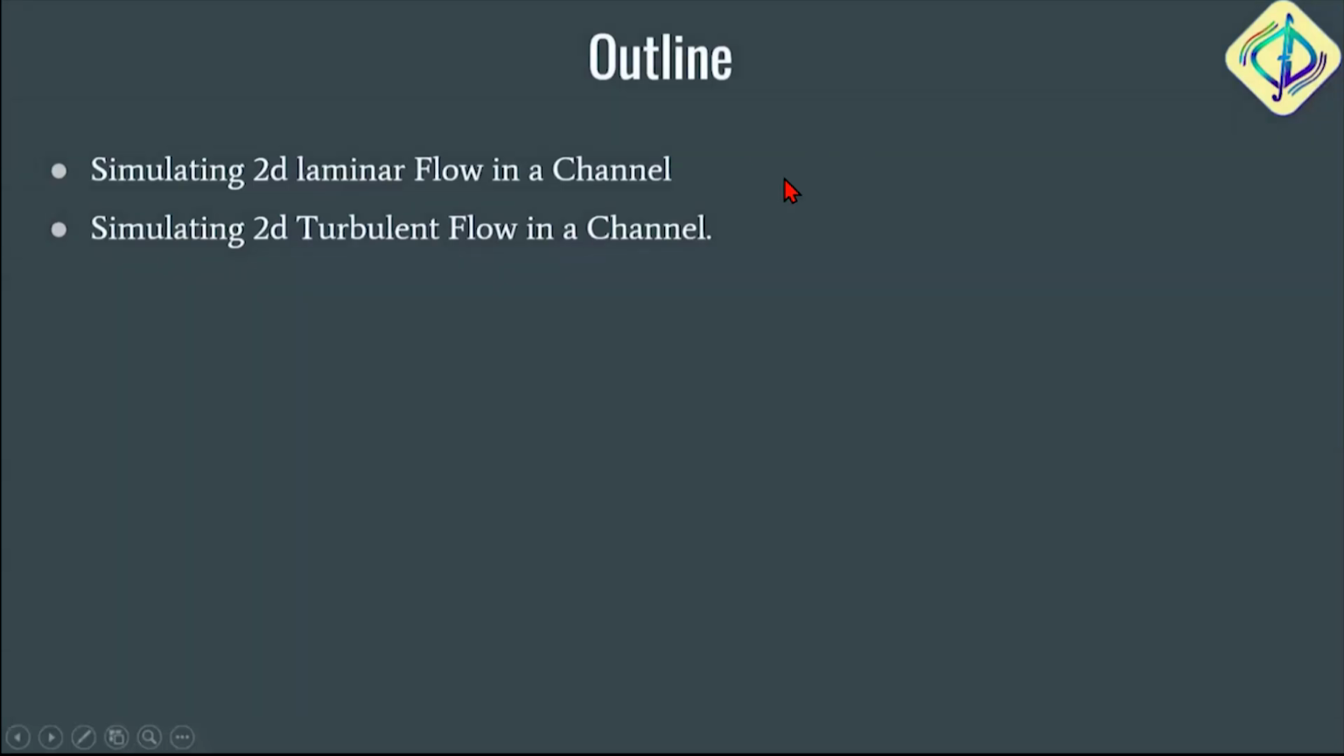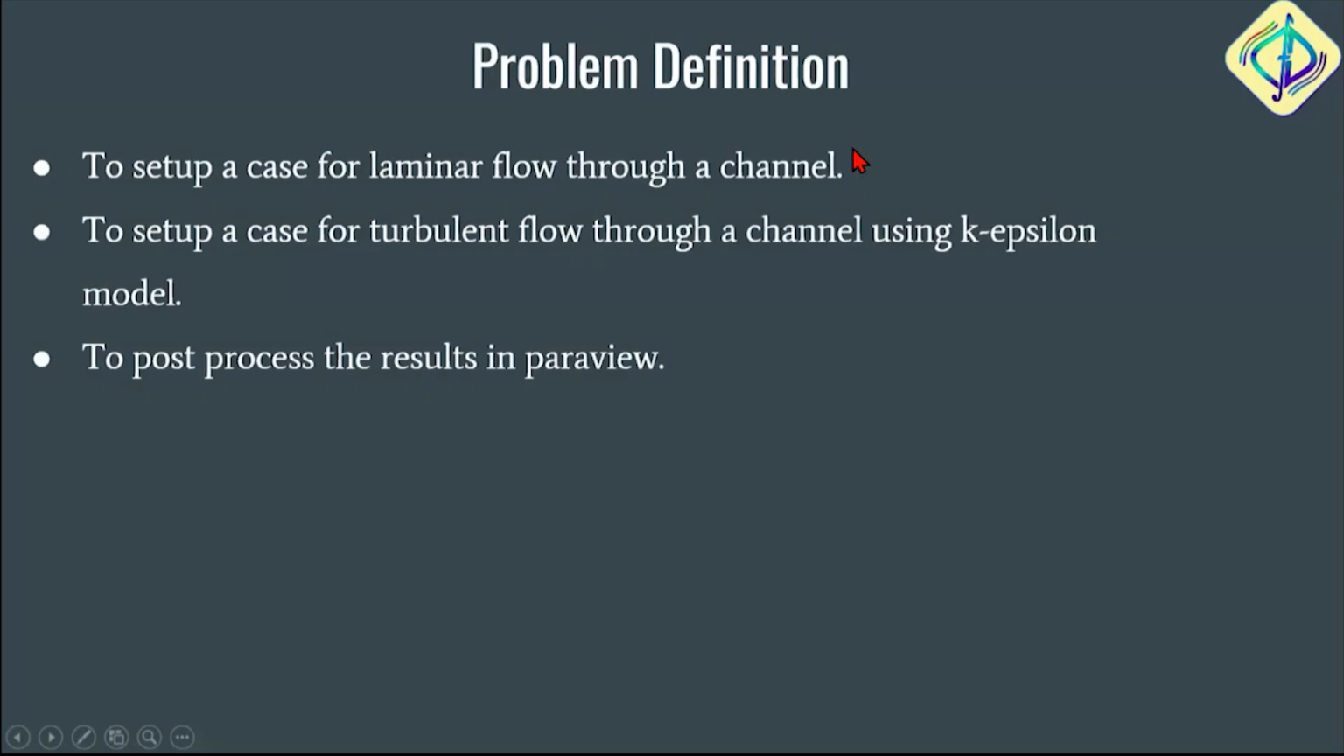The basic outline of this session is that we will be simulating 2D laminar flow in a channel, and then we'll also be simulating the 2D turbulent flow in a channel. So the problem definition is to set up a case for laminar flow through a channel, and after that we will be looking at how to set up a case for turbulent flow through a channel using the k-epsilon model, and we will also post-process some of the results in ParaView if time permits.